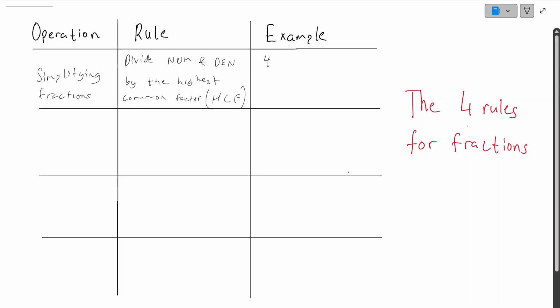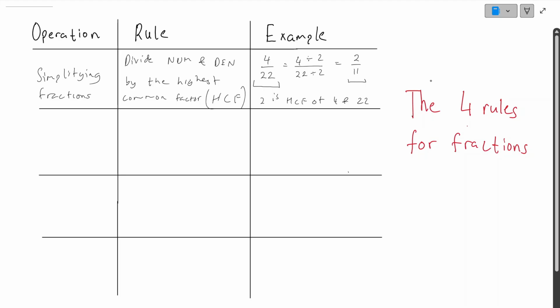Suppose you have the fraction 4/22. What you will do is take the HCF of 4 and 22, and that is just 2, and we'll divide both the numerator and the denominator by that number 2. So this will just become 4 divided by 2 over 22 divided by 2, which will give us 2/11. And therefore the simplified version of 4/22 is the same as 2/11.